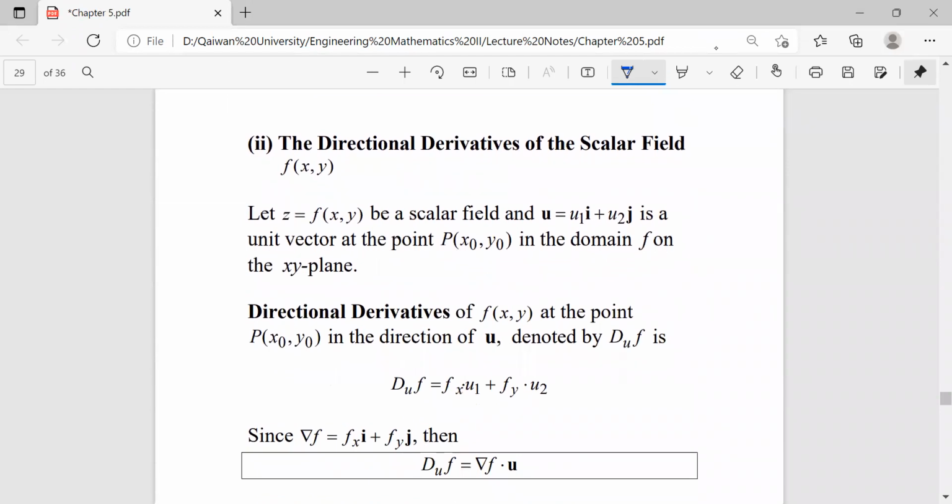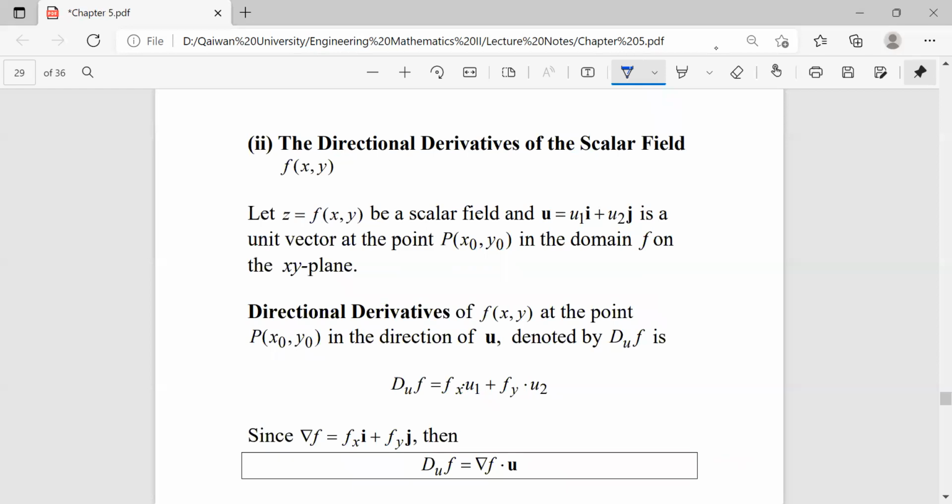Now we have directional derivatives of a scalar field. In finding the directional derivative, we must have a unit vector. That means a vector whose magnitude is 1.